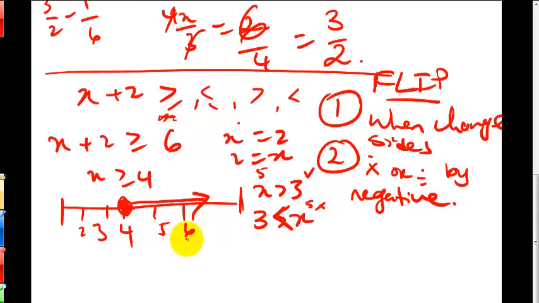So if you've got this question, what's this part of it called? Inequalities. So same rules as equalities, except there's only these 2 rules that you have to take into account.